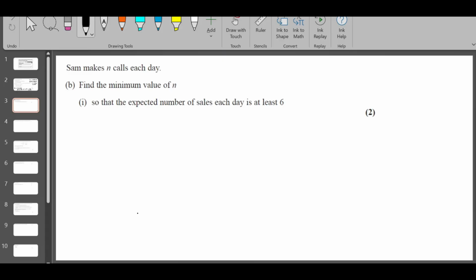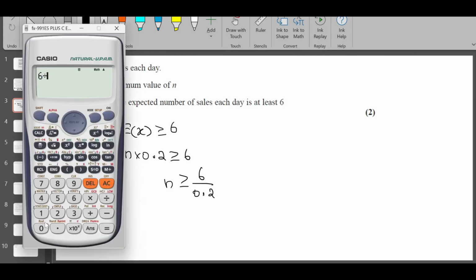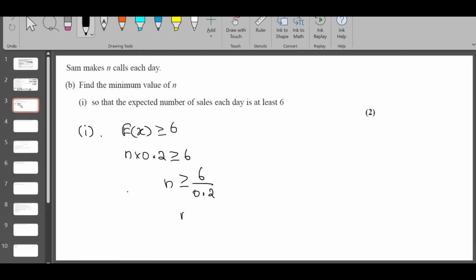Sam makes n calls each day. Find the minimum value of n so that the expected number E of X is at least 6. At least 6 means it should be bigger than or equal to 6. What's the formula for E of X? np. np is greater than or equal to 6, so n is greater than or equal to 6 over 0.2. 6 divided by 0.2 is 30. They want the minimum value, therefore n is equal to 30. That's all, just an easy 2 mark question.